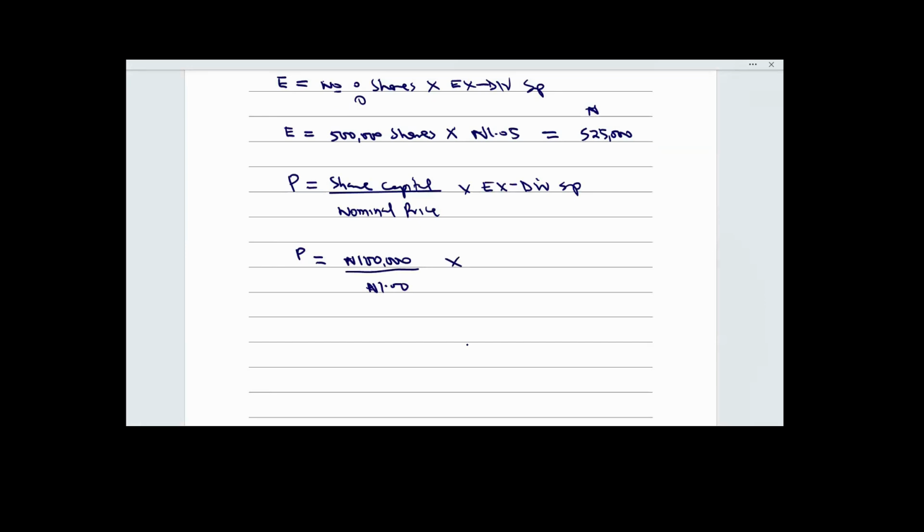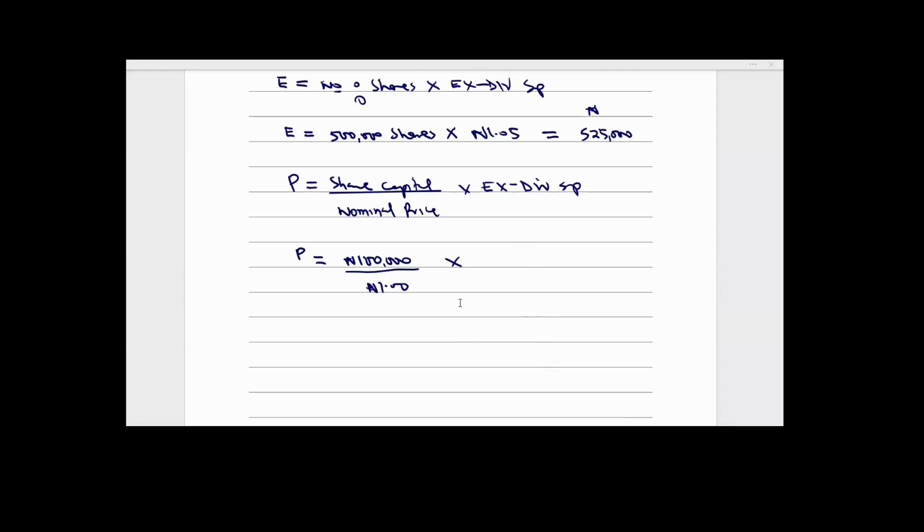Multiplied by XDIV share price. So you are told that preference dividend has not been paid. Examiner told you that the preference dividend and ordinary dividend, including the debenture interest, are due to be paid soon. So that means the market price of the preference share of 40 kobo per share is cum div share price. So we need to convert that cum div to XDIV share price.